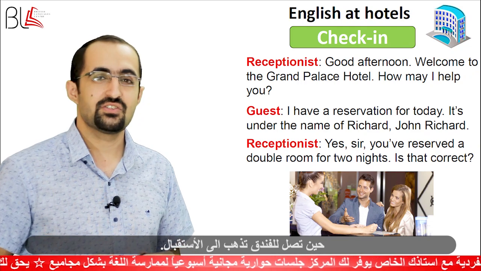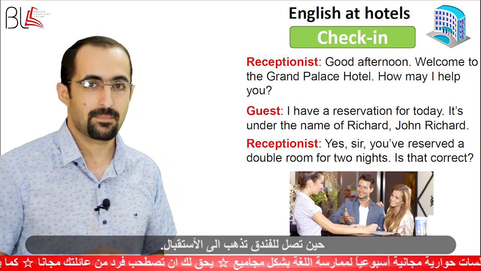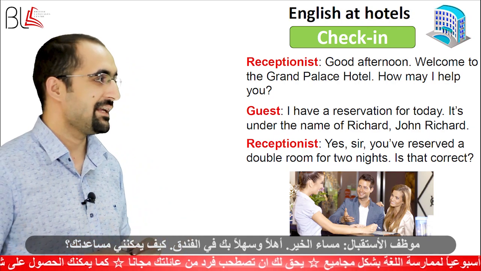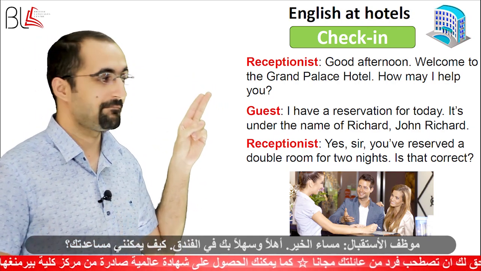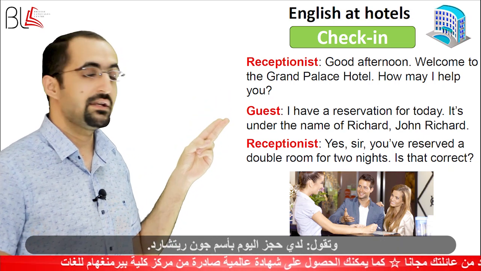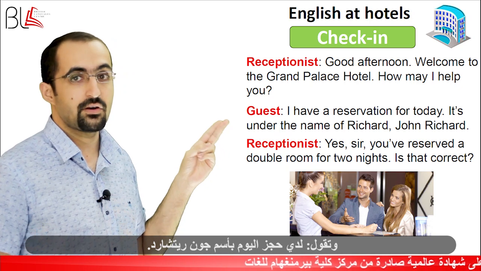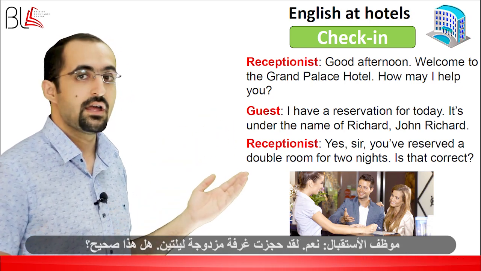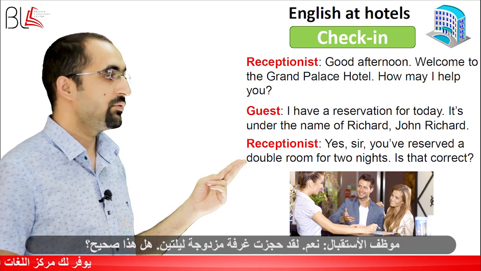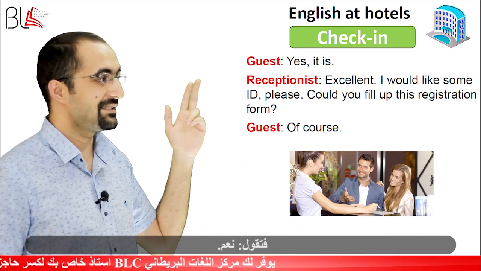When you arrive at a hotel, the first thing you need to do is to go to the reception to check in. They'll greet you by saying, "Good afternoon, welcome to the Grand Palace Hotel. How may I help you?" You can say, "I have a reservation for today. It's under the name of Richard, John Richard." They'll tell you, "Yes, sir. You've reserved a double room for 2 nights. Is that correct?" You say, "Yes, it is."